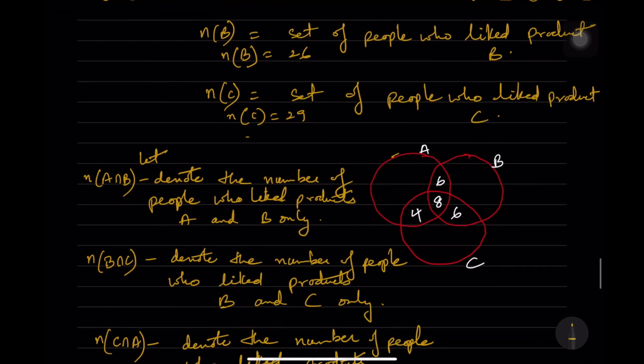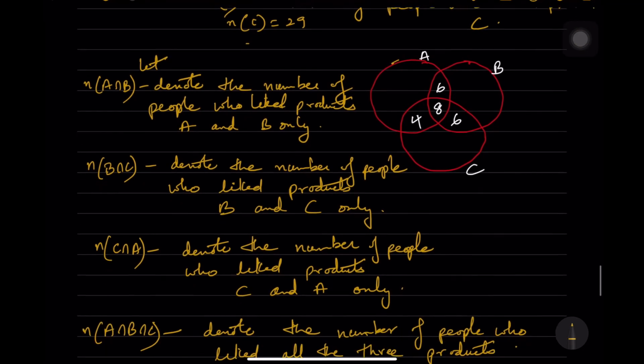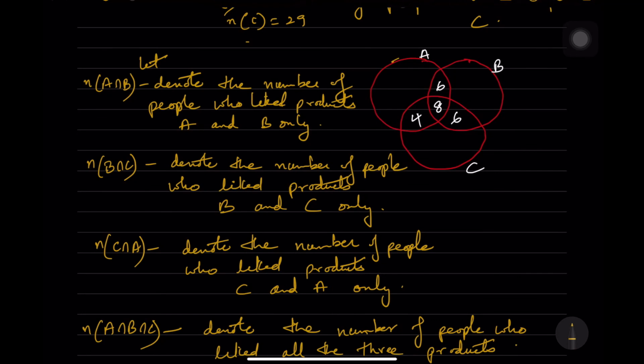So now from the Venn diagram, you can see that A intersection B is this part, that is 6 plus 8, which is 14. Then A intersection C is 8 plus 4, which is 12. B intersection C is 8 plus 6, which is 14. A intersection B denotes the number of people who like products A and B. n of B intersection C denotes the number of people who like products B and C only, and the number of people who liked products C and A only is denoted as n of C intersection A.